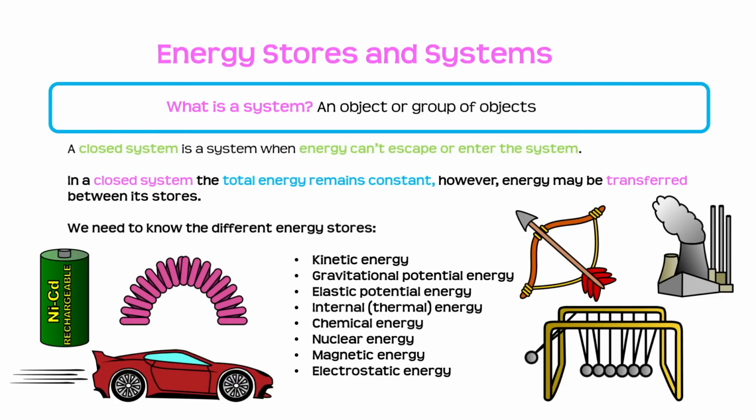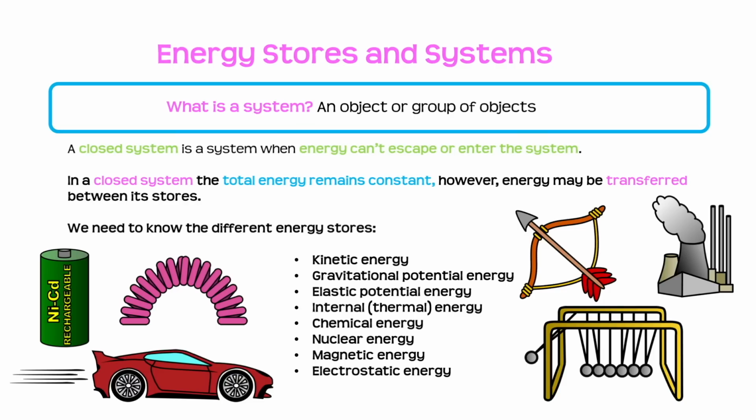We need to know about energy stores and systems. A system is an object or a group of objects. We might refer to a closed system, which is a system where energy can't escape or enter the system. So closed systems are particularly important because in a closed system, the total energy remains constant. However, the energy may be transferred between its stores.